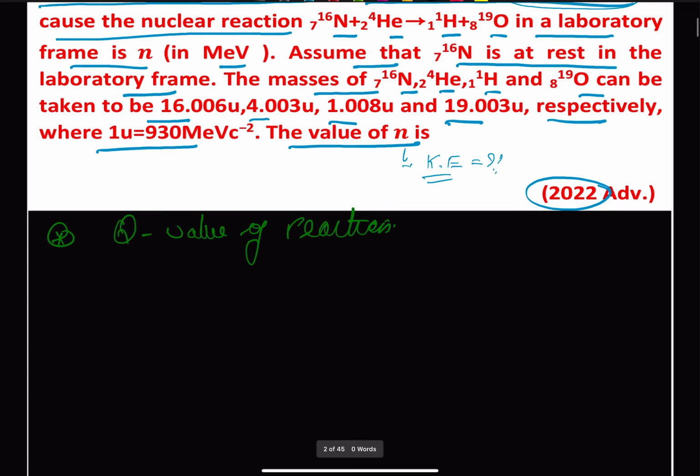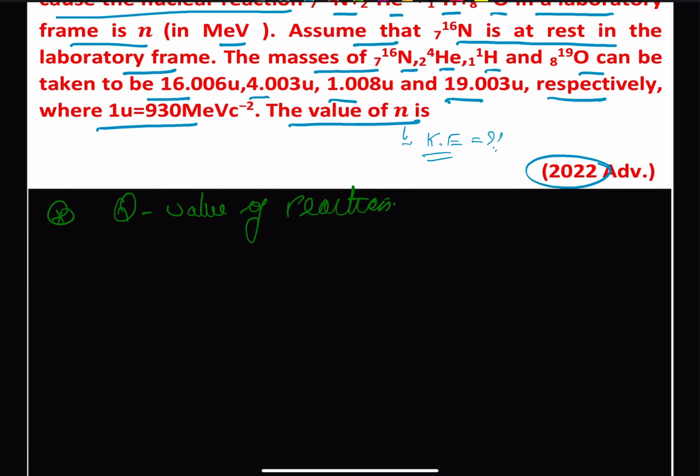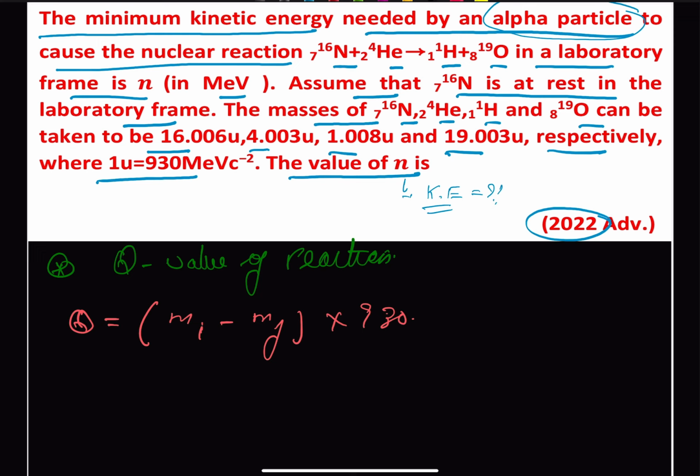So with respect to the mass defect, you can say that this Q value will be equal to our initial mass minus final mass, multiplied by our 930. So initial mass will be with respect to our reactants, and the final mass will be with respect to our products.